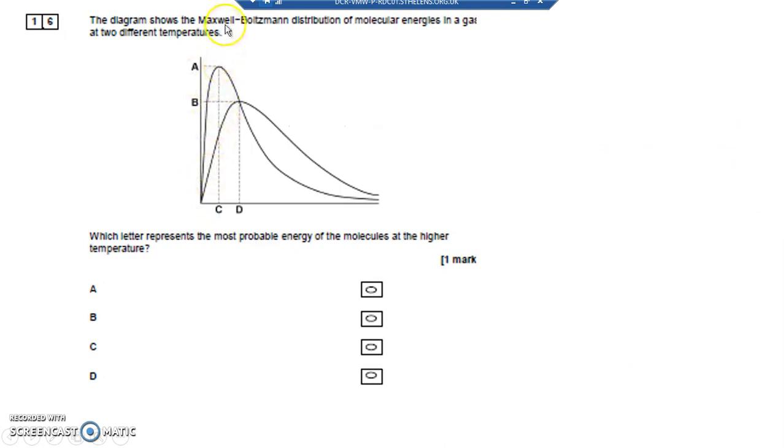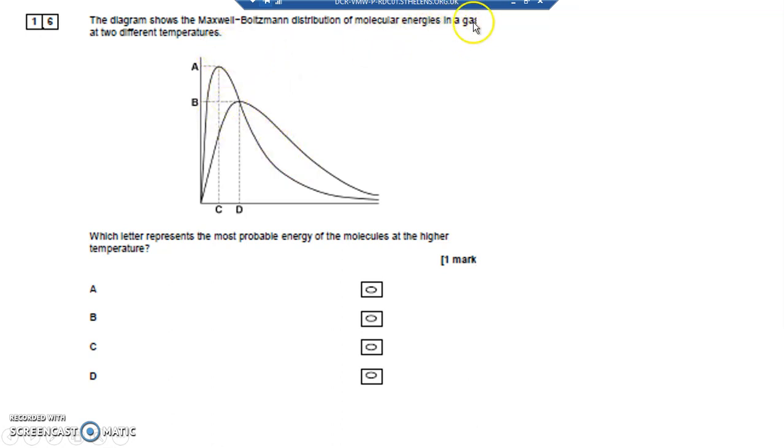Question 16. I've got a Maxwell-Boltzmann distribution of molecular energies. The higher peak curve is at a lower energy because the most probable energy, C, at the lower energy means that the particles on the whole have less energy than in the higher temperature curve. The reason the peak is lower in the higher temperature curve is because there are more particles with more energy, so the line goes higher towards the high energy end. The x-axis is the amount of energy, the y-axis is the number of molecules, and so the area is going to stay the same because in both cases it's the same sample of gas.